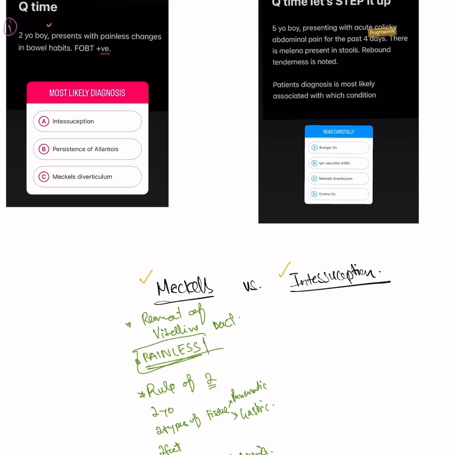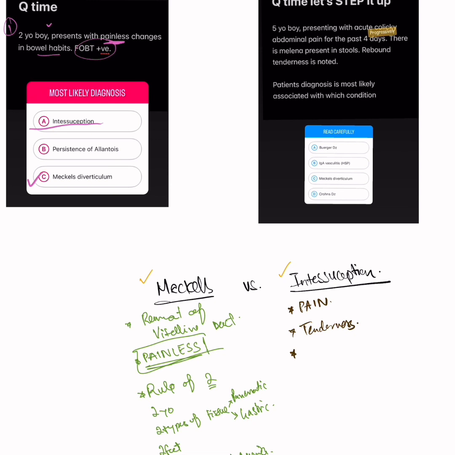So there's a 2-year-old boy presenting with painless changes in bowel habits, and there is a positive fecal occult test. Right away, Meckel's is our answer. So how do we differentiate Meckel's from intussusception? The biggest thing would be that intussusception would present to us with acute cyclical colicky pain. But remember pain, easiest thing. There would be tenderness.